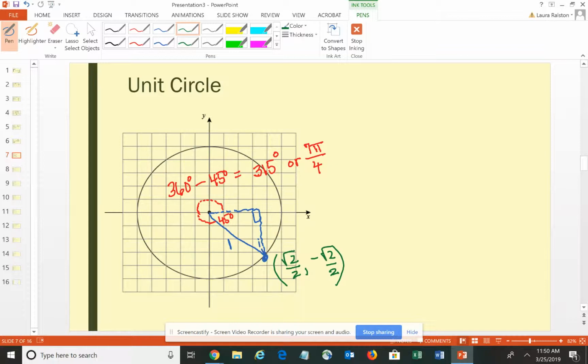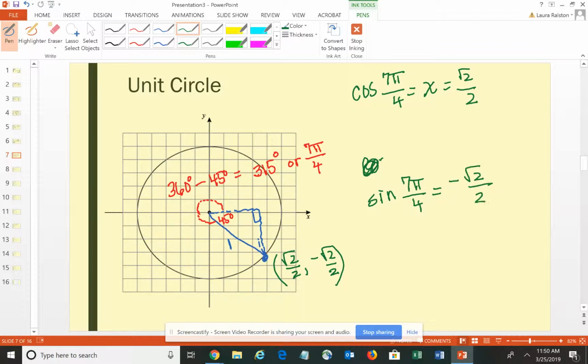Okay, so we would have square root of 2 over 2, comma, negative square root 2 over 2, so that we can see that the cosine of 7 pi fourths is the x coordinate, which is square root 2 over 2, and the sine of 7 pi fourths would be negative square root 2 over 2.